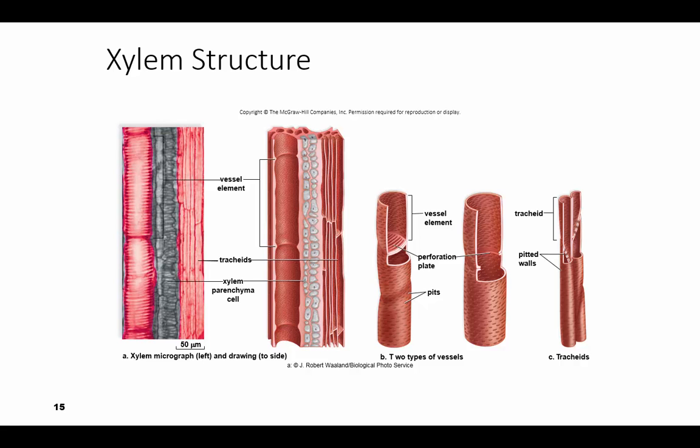The vessel elements are in gray, and these are end to end, and they form a hollow, continuous pathway from the roots all the way to the leaves. So water's going to flow passively from an area of high water concentration to an area of low water concentration.